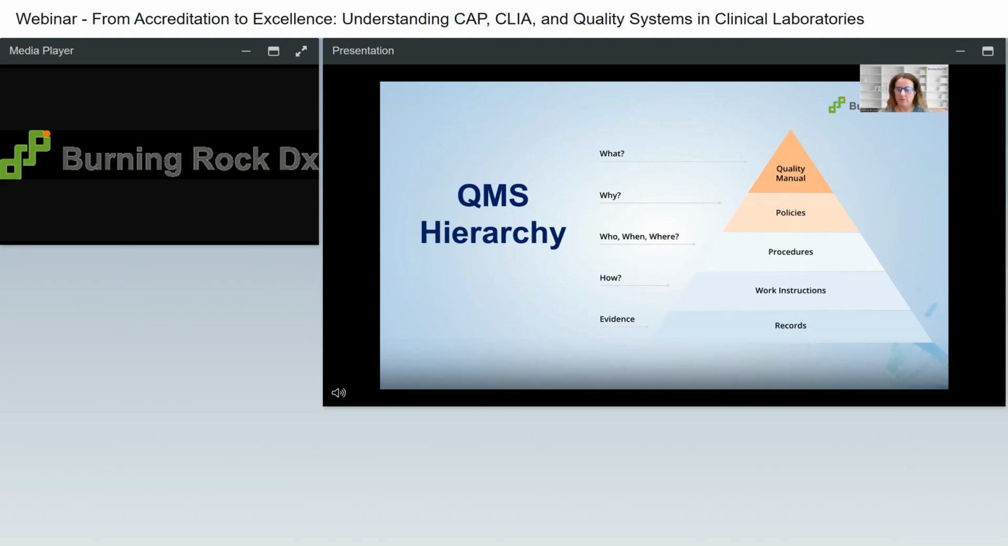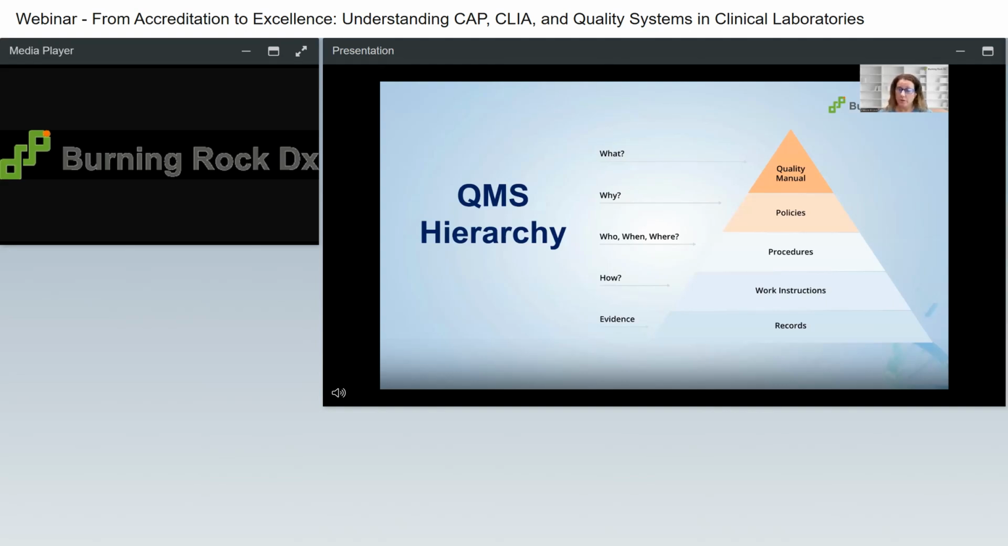Below that are your policies. So policies are still fairly high level documents that define things like your HIPAA policies, your security policies, personnel and training, record keeping, all of these types of things. As we move down the pyramid, we get into the who, when, where, the procedures. So these are your SOPs, standard operating procedures. So these are where we're more carefully defining each of the requirements along the way.